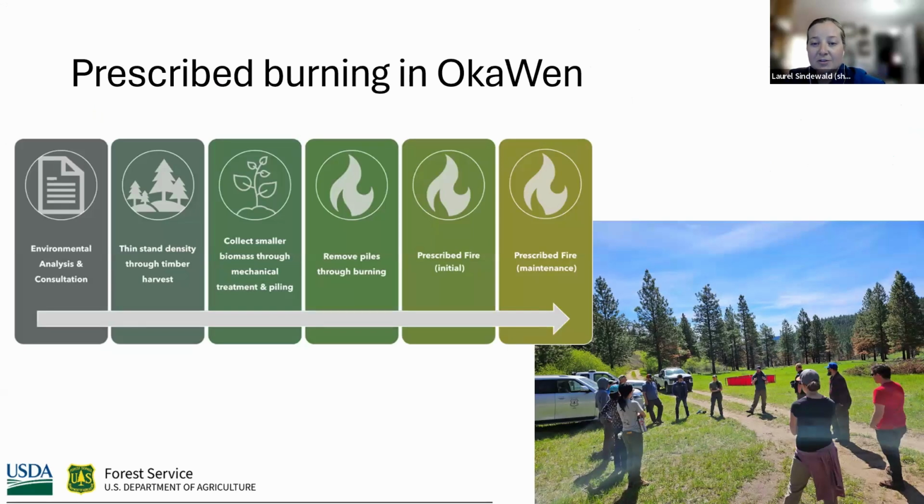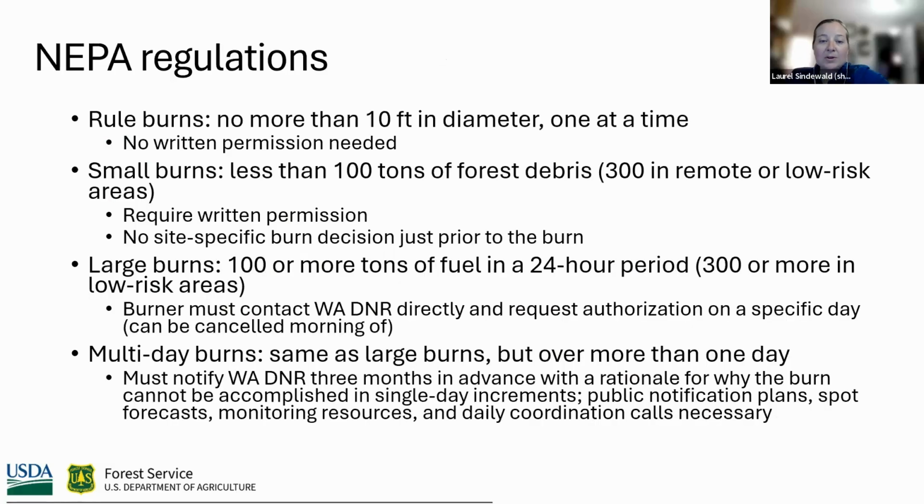Because of extensive ecological departure from historical stand species composition and structure, managers implement treatments in a cadence, completing mechanical treatments and piling fuels before burning the piles, and only then doing broadcast burns or maintenance prescribed fire. Pile burning is easier to accomplish from a regulatory standpoint because the dimensions of the piles help managers to quantify the number of tons burned, and also burns less than 10 feet in diameter don't require written permission. They fall under rule burns. Burns of more than 100 tons in a day are subject to additional regulatory oversight by Washington DNR and approval based on meteorological conditions and wildfire risk.